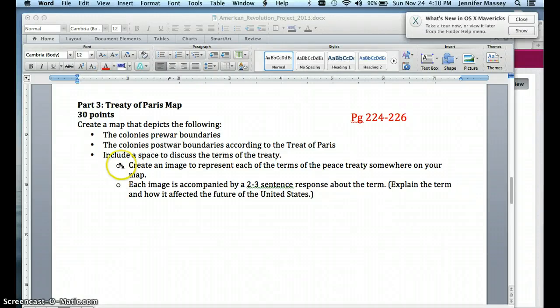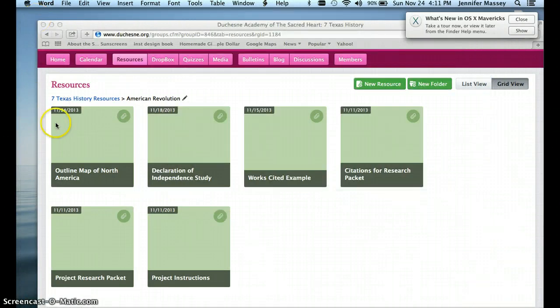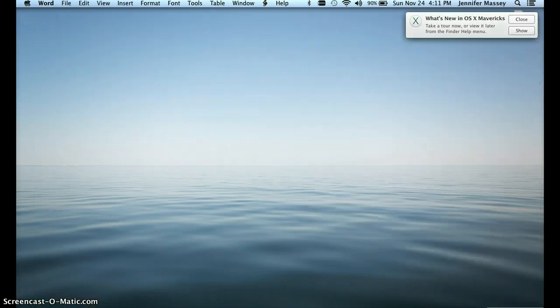Now, when you discuss the treaty, each image has to have a 2 to 3 sentence response about the term. You need to explain the term and how it affected the future of the United States. I want you to give me your best understanding of each term. So some of them may be relatively easy for you to do. Some of them you may need to discuss with a classmate. That's okay with me, as long as each of you do your own writing. So I kind of put together a little example of what it should look like. I'll bring this back up in a minute.